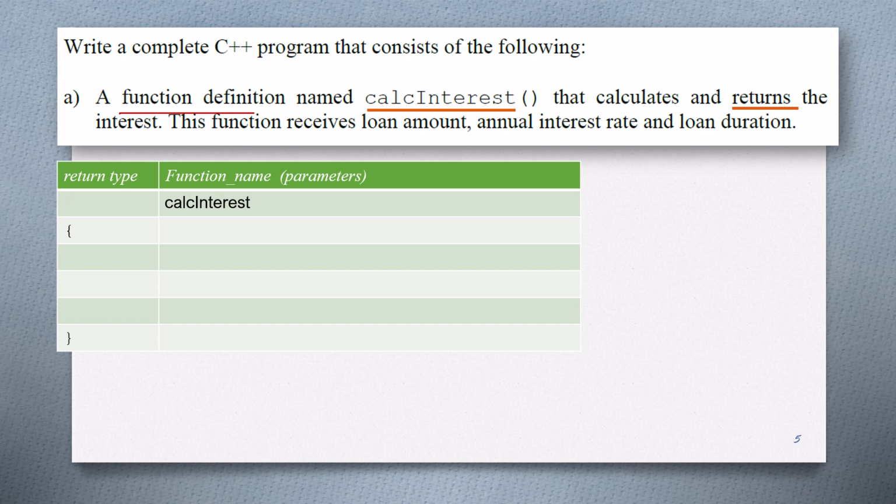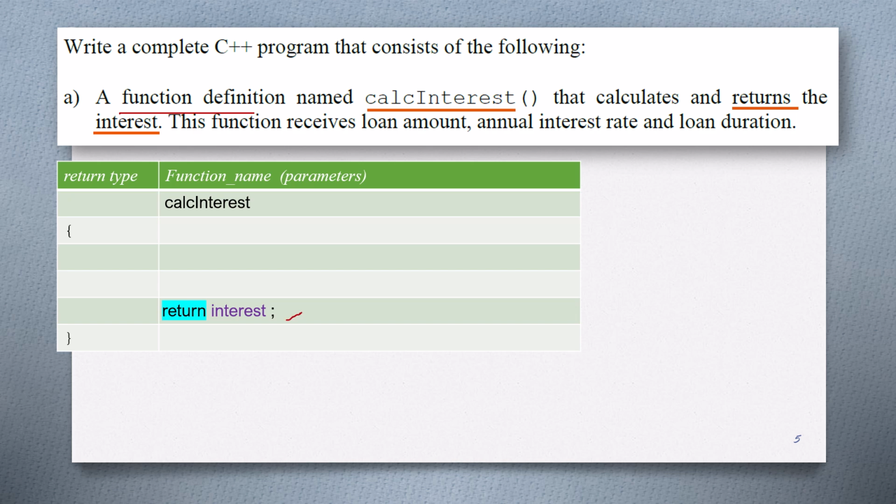Next one. Take a look at the keyword return. It says here it returns the interest. So you have to provide the keyword return. Return what? Return the interest. So simply write return interest.